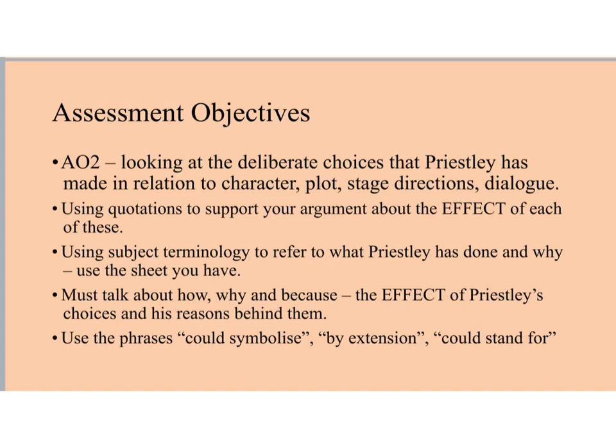AO2 is all about looking at deliberate choices that Priestley's made in relation to character, plot, stage directions, dialogue. The way that you're going to evidence those choices is to use quotations to support your argument, and you're going to talk about the effect of each of these. That's where the analysis comes in. So it's one thing to say, Sheila says, is this the one you wanted me to have? If you leave it there, it's like you're just treating her as a person who had that conversation. If you say Priestley uses Sheila's question of, is this the one you wanted me to have?